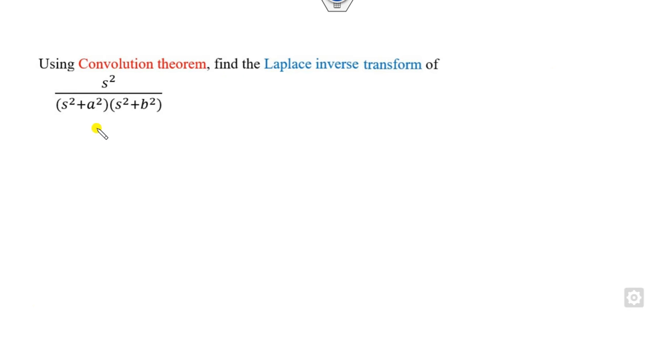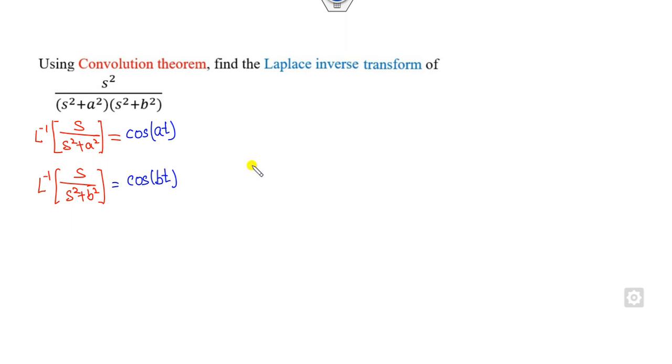Okay, look at this another one. Again I can break this s square into two components. One is the s term and the second is this one. So what is the Laplace inverse of the first part? It is cos of at. The second one is cos of bt. Now I can substitute this value here: f of x g of t minus x dx. So I can choose this as my f and this as my g.